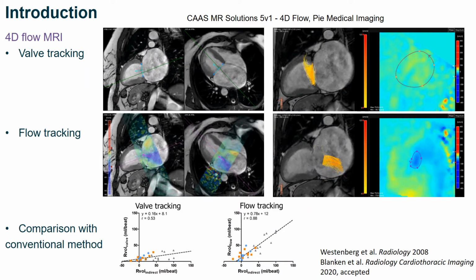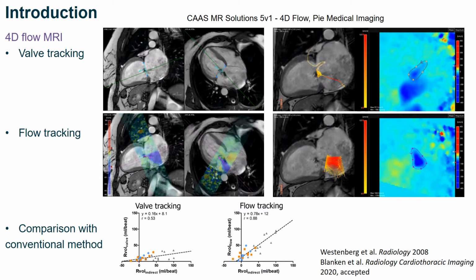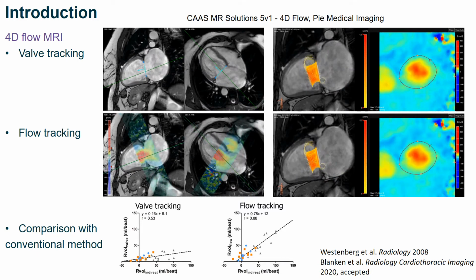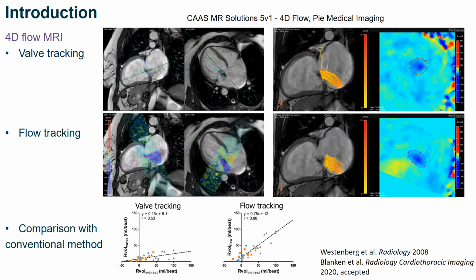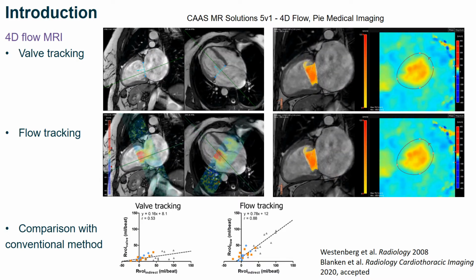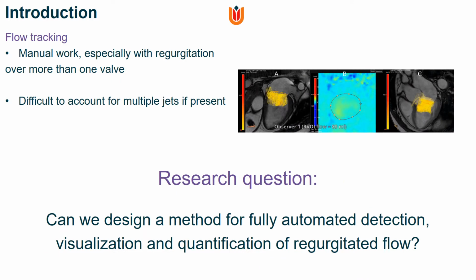For this reason, direct quantification techniques were developed for 4D flow MRI. We found that in severe cases, tracking of the flow jet rather than the valve resulted in better correspondence with the indirect method. But flow tracking involves manual work and does not account for multiple jets if they are present. So can we design a method for fully automated detection, visualization and quantification of regurgitated flow using 4D flow MRI?